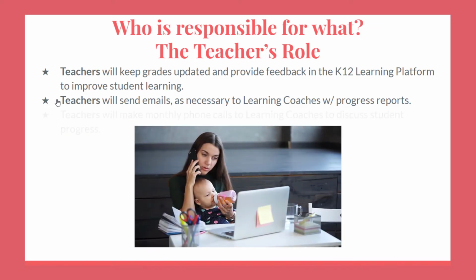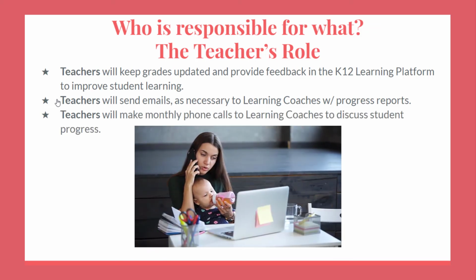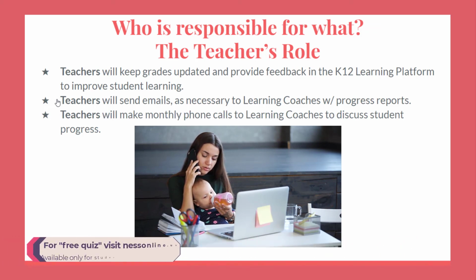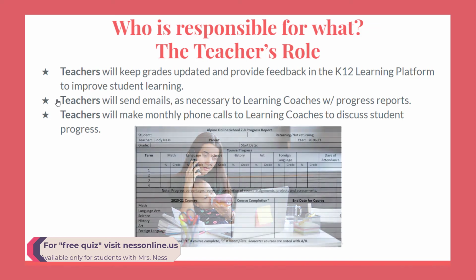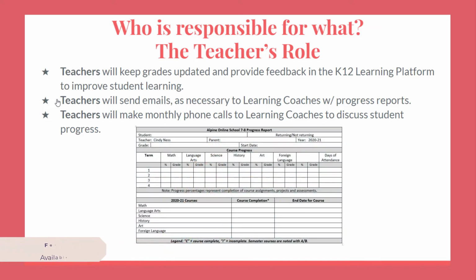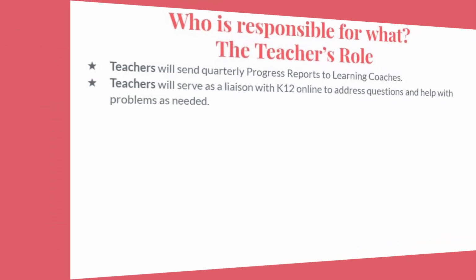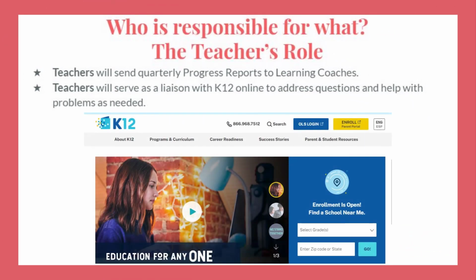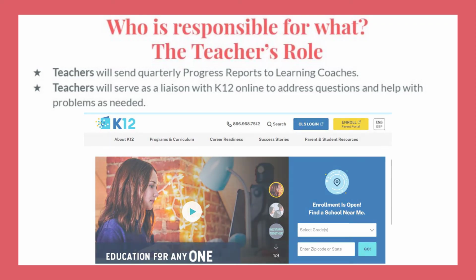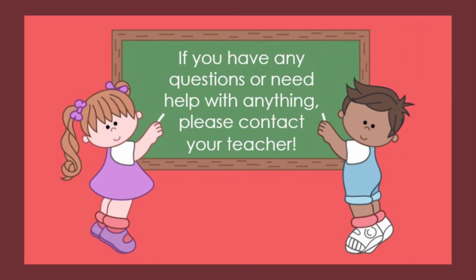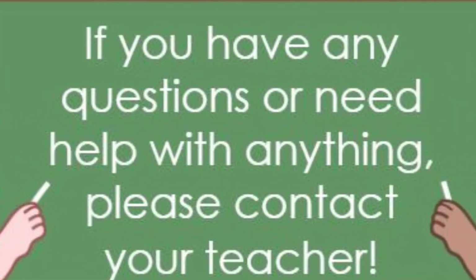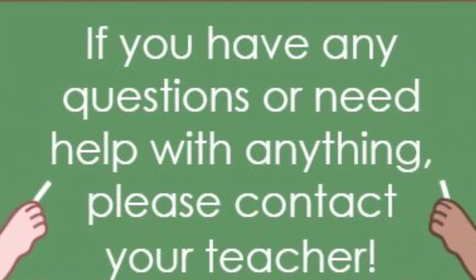Teachers will make monthly phone calls to learning coaches to discuss student progress. If no one is available to receive the call, the teacher will leave a message. Teachers will send quarterly progress reports to learning coaches. And lastly, the teacher will serve as a liaison with K-12 Online to address questions and help with problems as needed. Remember, you're not alone. You have an entire team behind you.